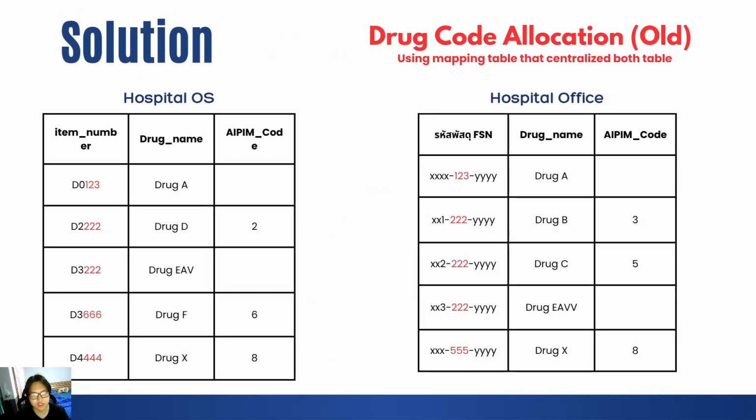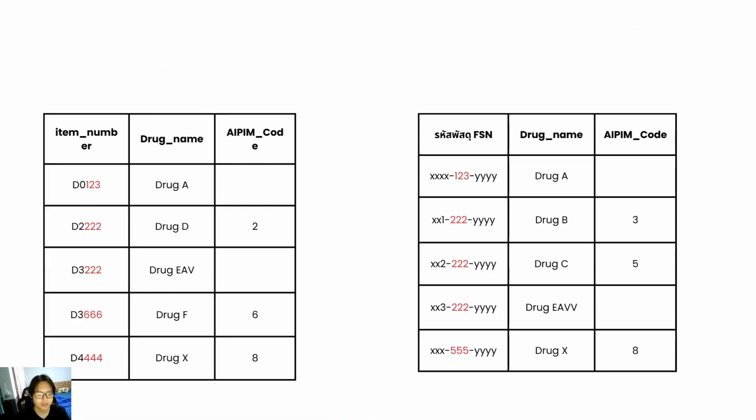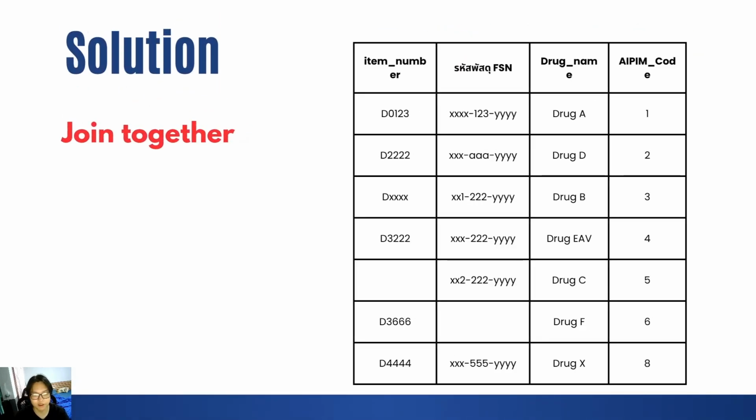This is our old solution for this problem, called pharmacy matching, which is divided into three steps. First, if the names are identical, we use them. Next, if the names are different but the code is the same, we use the code for mapping. And if none of it is connected, we use a mapping table to connect both tables together, as you can see in both tables. Next, you can join both files together by using the previous priority matching rules.